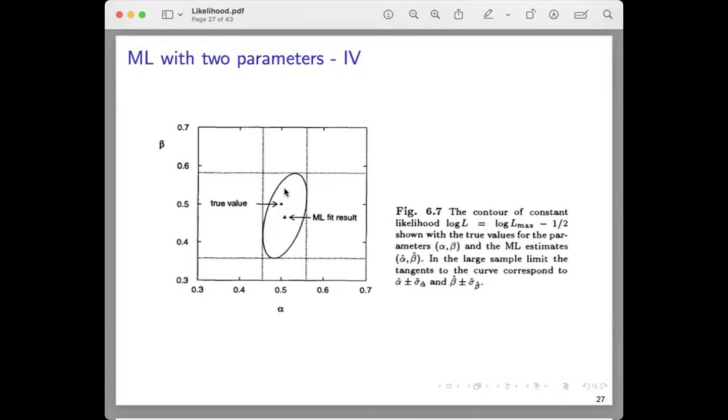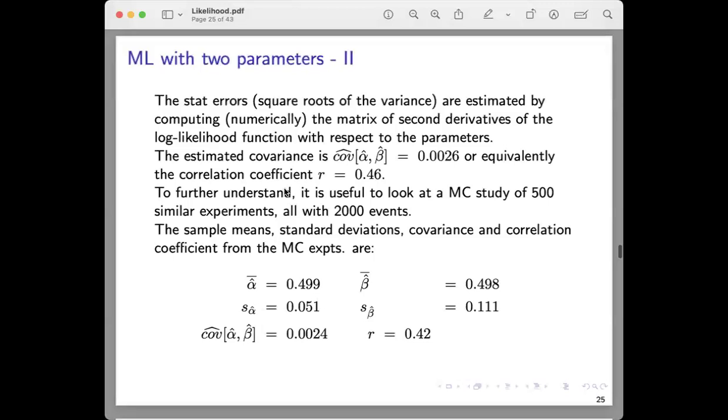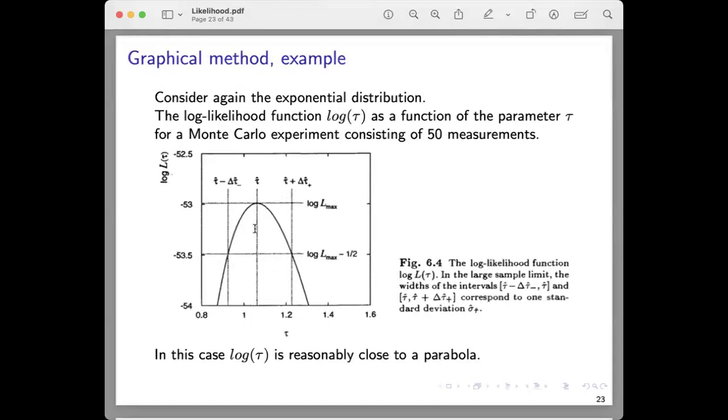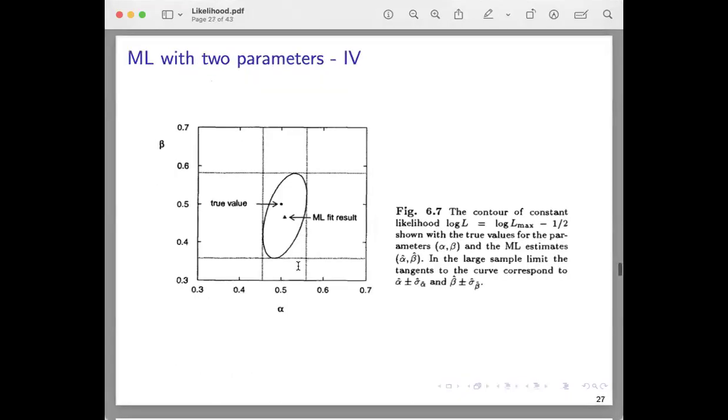So here in this slide, we discussed for one parameter the values where the log likelihood decreases from the maximum value of the log likelihood by half. But when we have more than one parameter, you will have the contours. Yes, correct. Okay.